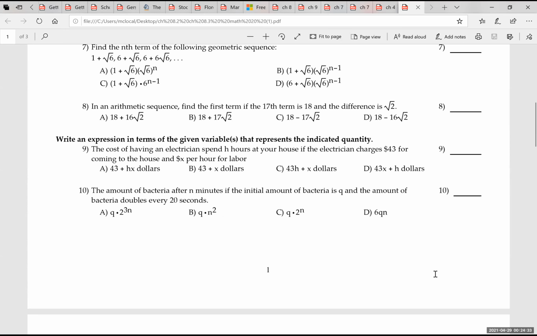Okay, the cost of having an electrician spend H hours in your house if the electrician charges $43 for coming to your house and X per hour for labor. So when he comes to your house, he charges $43, just for coming to your house. And then he charges X dollars per hour. So every hour he's charging you X dollars. So it's 43 plus X times H that will give you your answer.